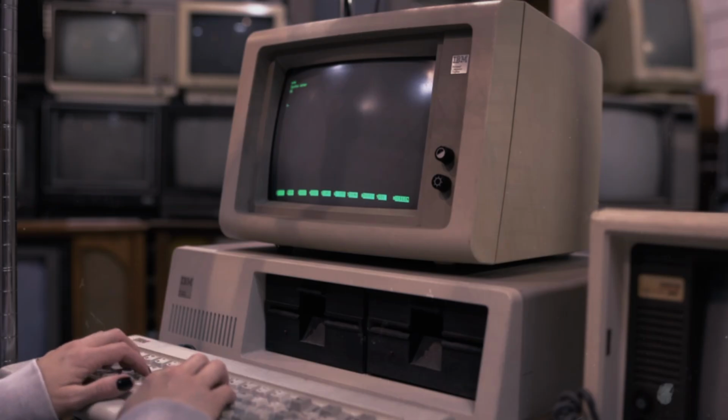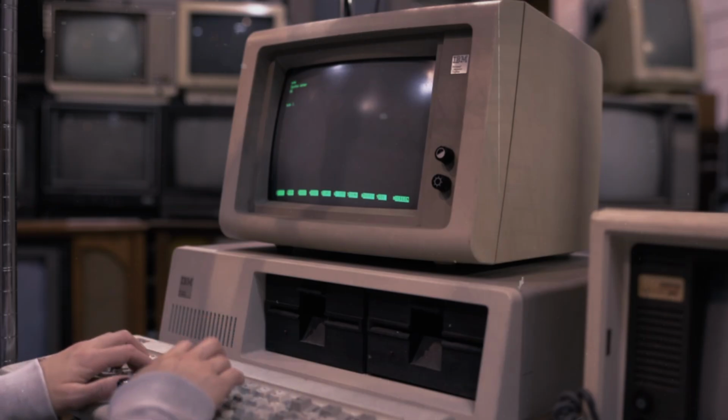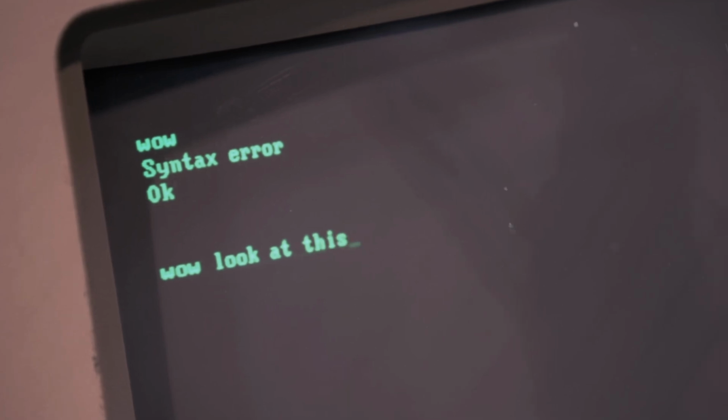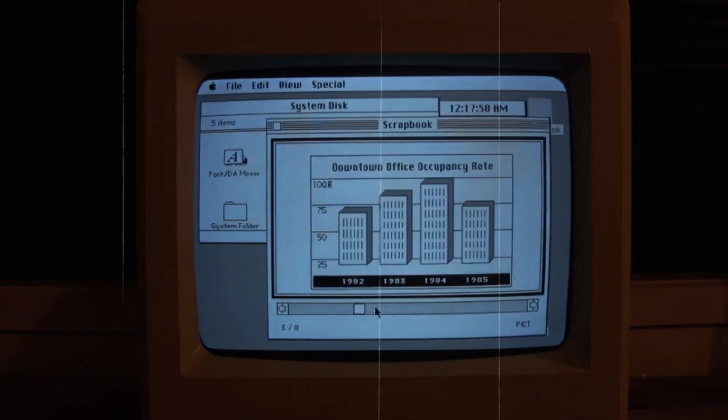This meant that personal computers were not just a tool for the enthusiasts, programmers, or technicians. In fact, they were there for the everyday person.